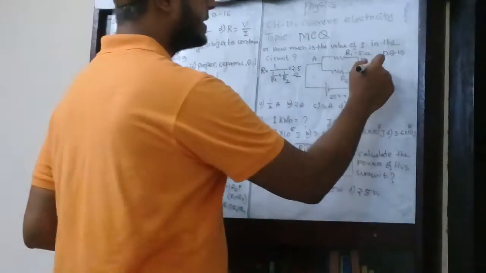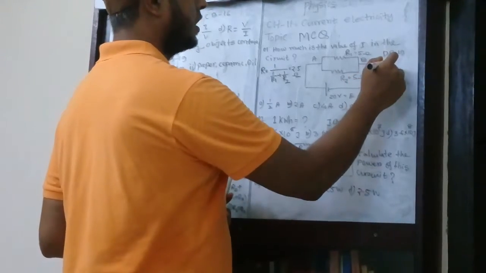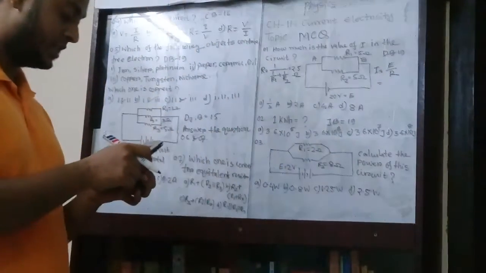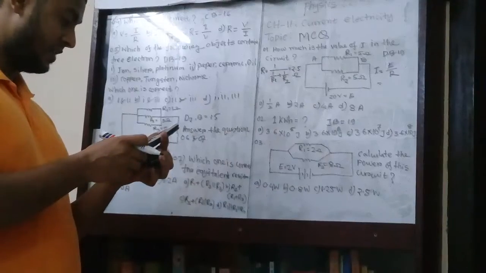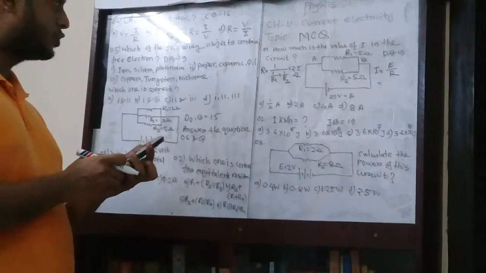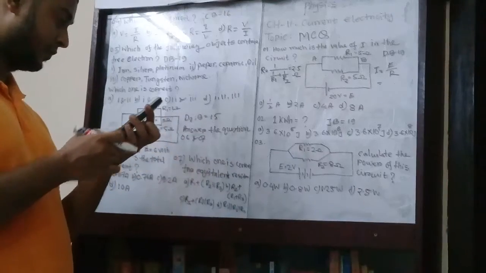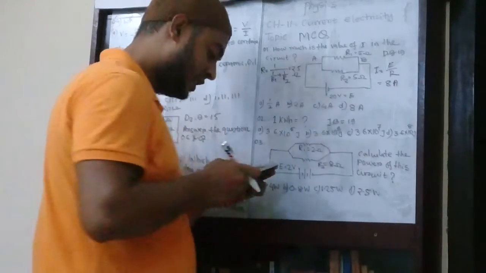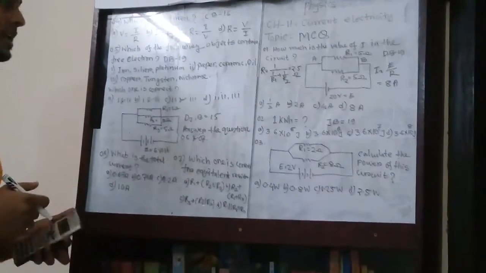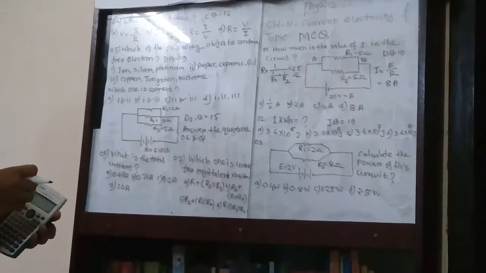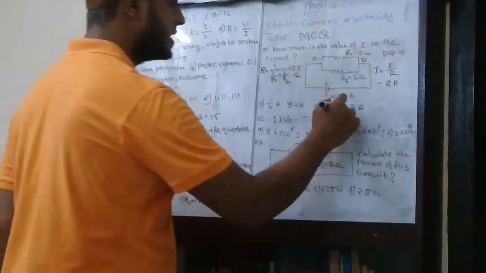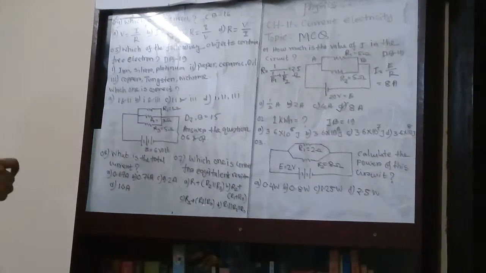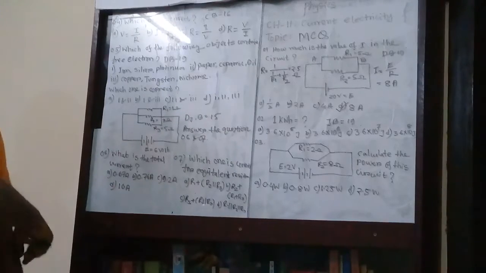ohm. And then circuit current I will equal E divided by R. So E equals 20, and R equals 2.5. So this is 8 ampere. Now it is very clear that the total circuit current is 8 ampere. So 8 ampere current flows through this circuit or this device.